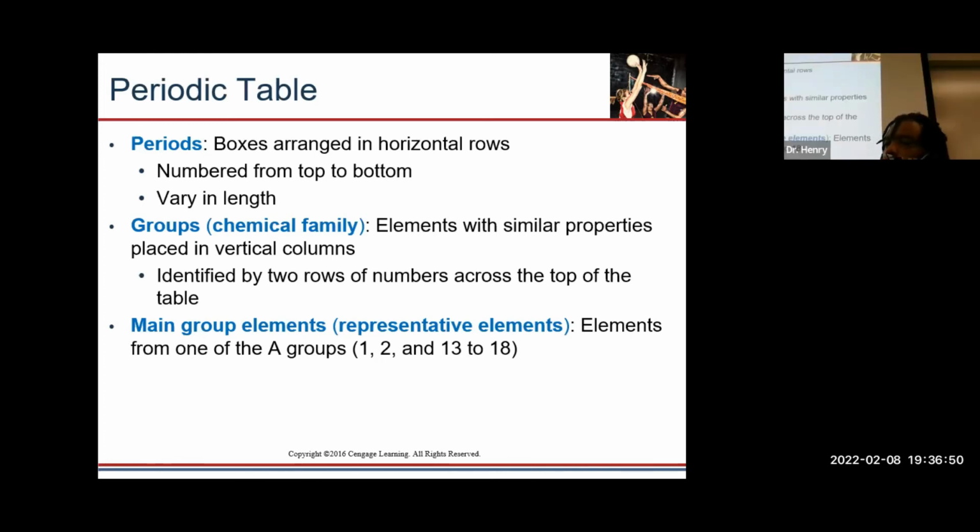Perfect. So on your periodic table, the beauty is that in the small part of your periodic table, there is a small letter on the side. It'll let you know what it is, whether it's a metalloid or a metal.